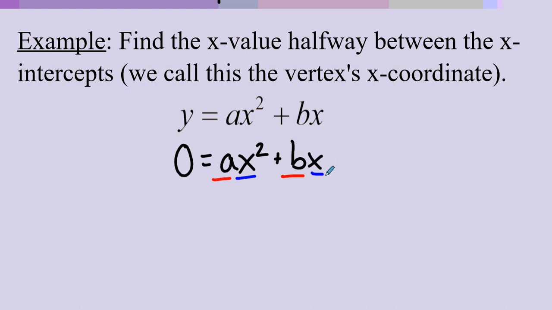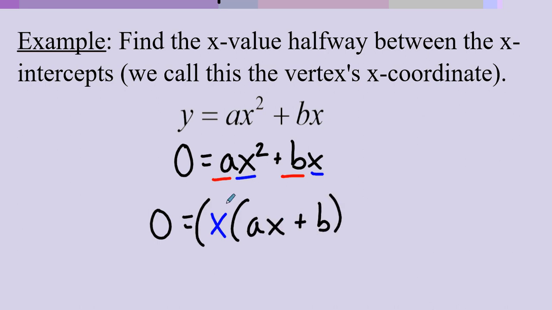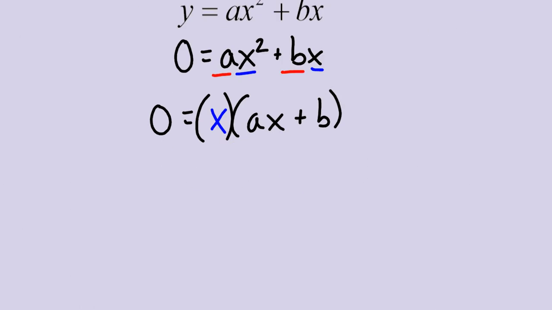What's the most amount of variables that I could divide out? Just a single x, just like in the last case. That's why it's a good template. What's left behind is ax plus b. Now it's completely factored. I want to find the x-intercepts. So I have two items multiplying each other, making 0. The x-intercepts will occur when each factor is equal to 0.